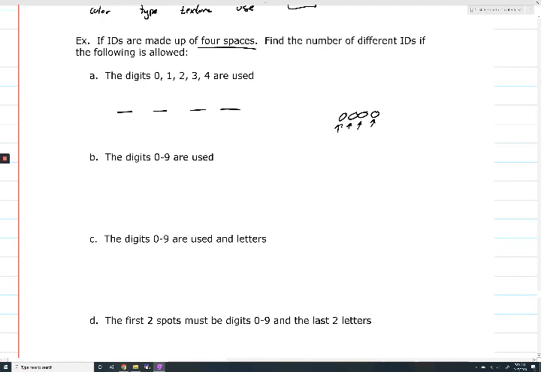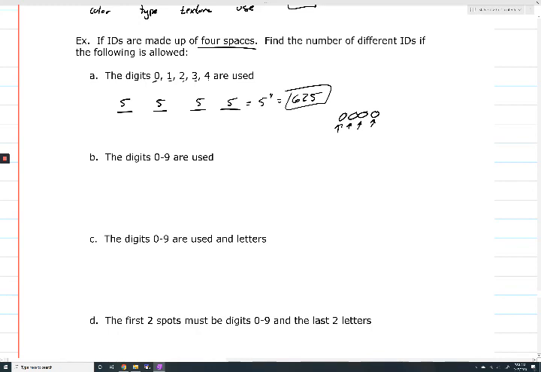So it doesn't say anything about repetition. If it doesn't say anything about repetition, I'm going to assume that repetition can be used. And so I have 1, 2, 3, 4, 5. So I have 5 numbers, 5 numbers, 5 numbers, and 5 numbers. So that is equal to 5 to the 4th power, which is 625.